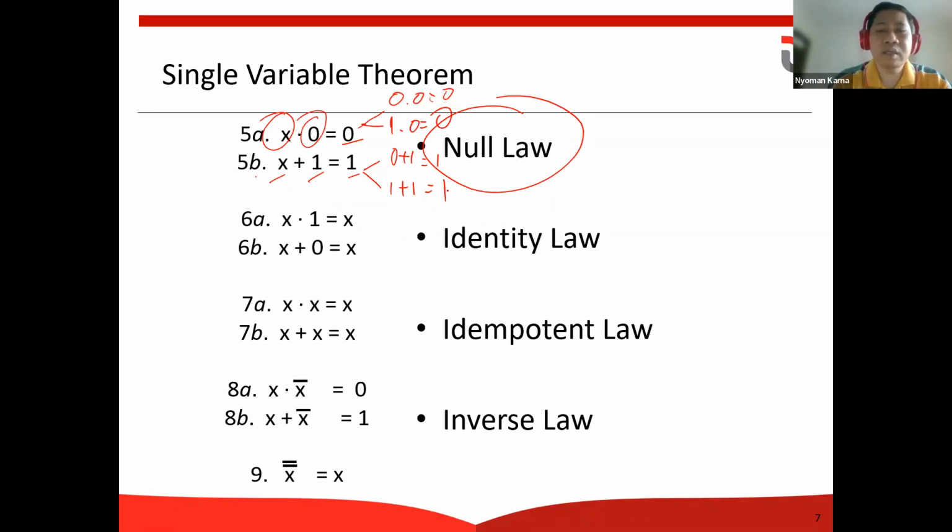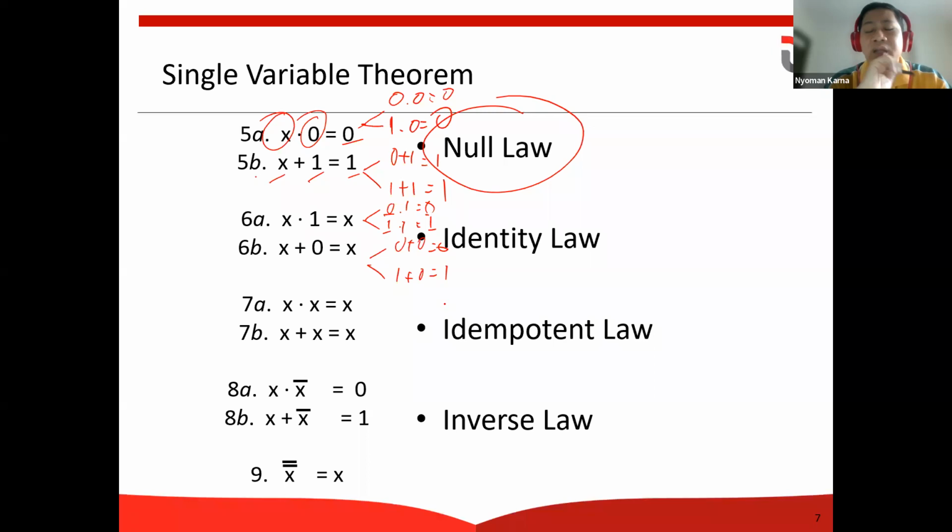X times 1 is still X. For example, 0 times 1 is 0. 1 times 1 is 1. So it's still the same as the value of X. Now, X plus 0 is still X. For example, 0 plus 0 is 0. 1 plus 0 is 1.